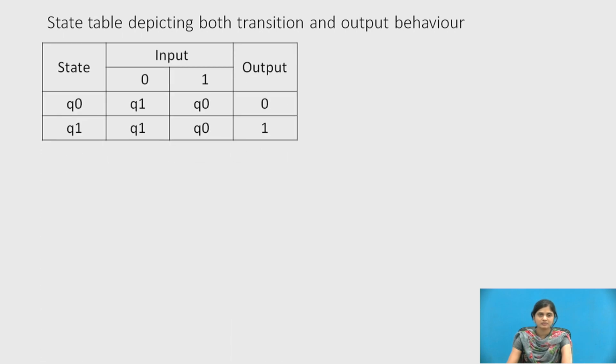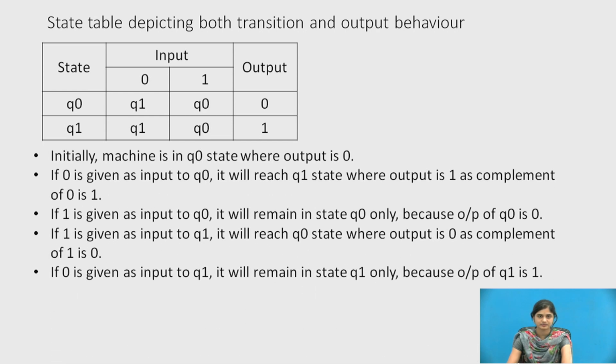So next is drawing the state table depicting both transition and the output behavior. So this is the combination of the transition table as well as the output table. So for the state Q0, if 0 input is given, it is going to Q1 state. If 1 input is given, it is going to Q0 state, and the output at Q0 state is 0. Next, for Q1 state, if 0 input is given, it is going to Q1 state. If 1 input is given, it is reaching Q0 state, and the output at Q1 state is 1.